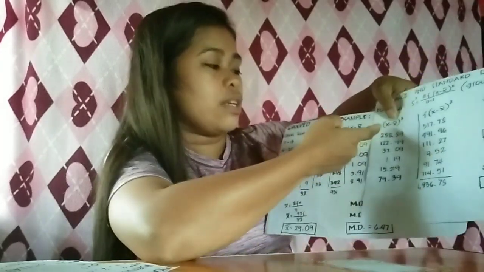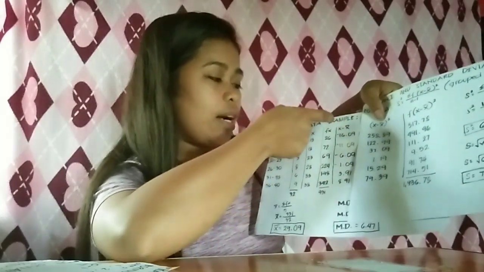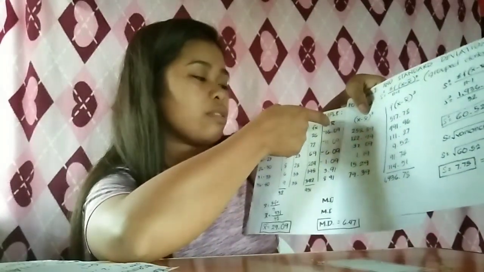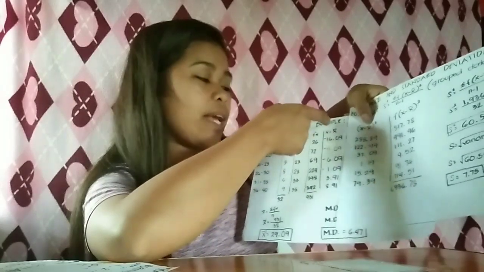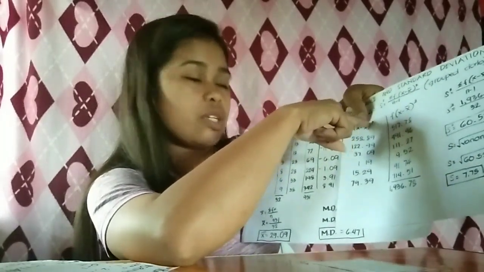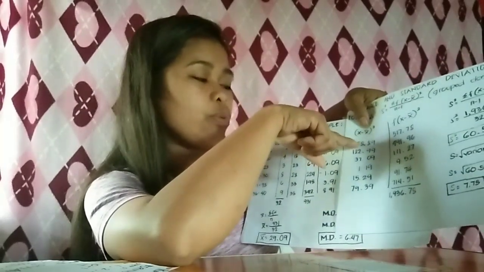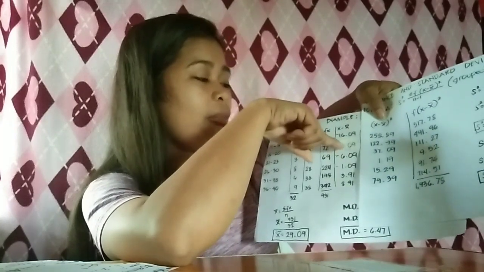It is the quantity of x minus mean squared. Ang ari, kadua tani siya i-times or i-multiply. Multiply by itself ni siya. Because di may ara siya na squared. 16.09 times 16.09 will become 258.89.